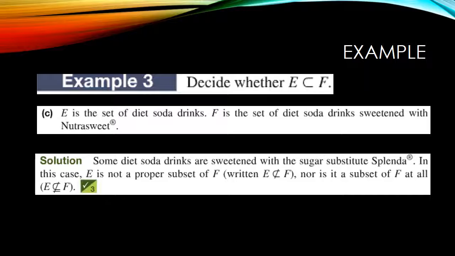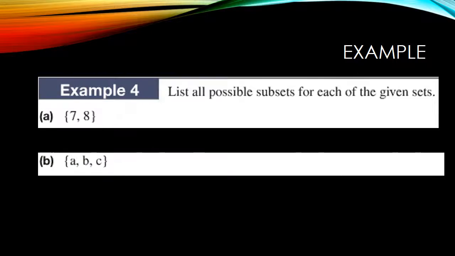Okay, some diet soda drinks are sweetened with sugar, other sugar substitutes like Splenda, or even the few that are still around that are sweetened with saccharin. So in this case, E is not a proper subset of F. Actually, it's not even a subset of F. It's kind of a backwards relationship. F should be considered a subset of E. So the answer to this one is no. E is not a proper subset of F.